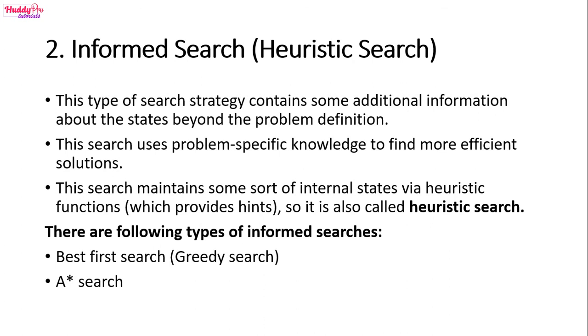Now there are basically two types under the heuristic searches that we shall look at. We have what we call the best first search, or the greedy search, and then we have the A star search, but this is read as A asterisk search.